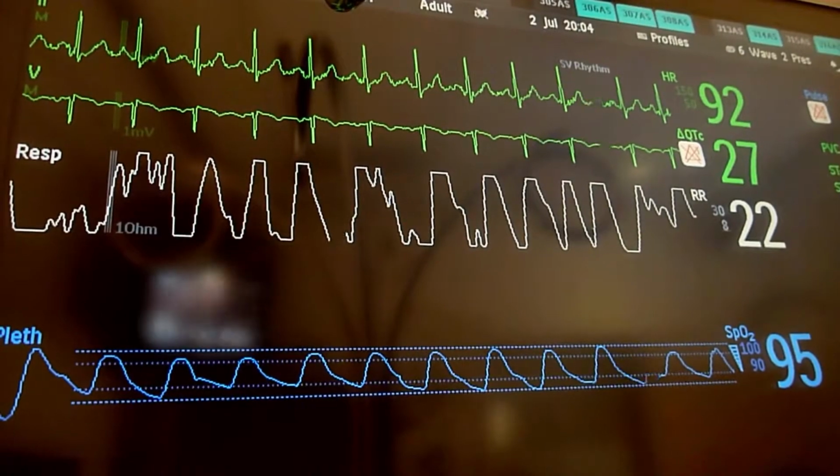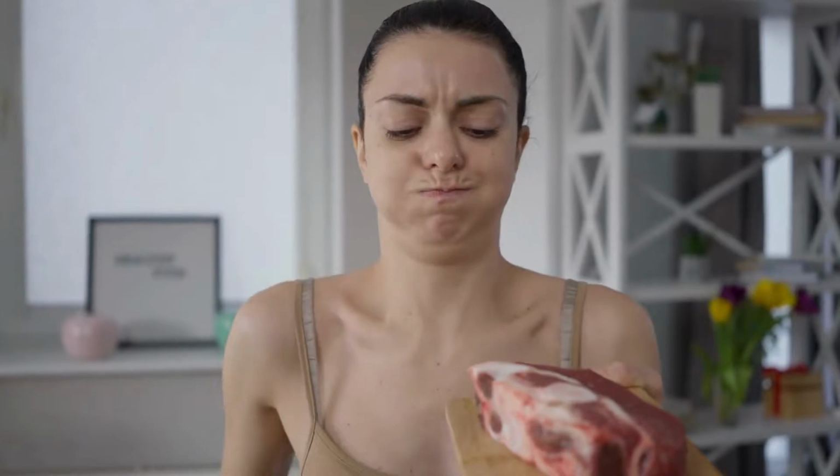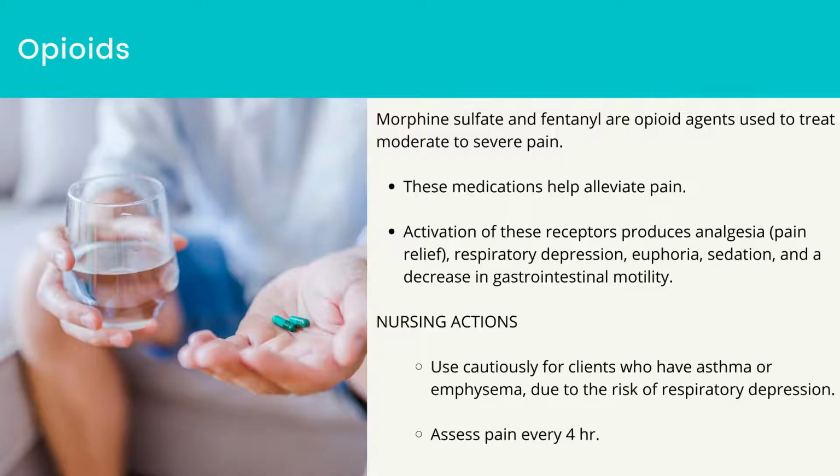Assess for nausea and vomiting. Assess levels of sedation such as drowsiness and level of consciousness. Monitor for constipation. Encourage fluid intake and activity related to a decrease in gastric motility. Monitor intake and output. Report fluid retention as an adverse effect of opioid medications.